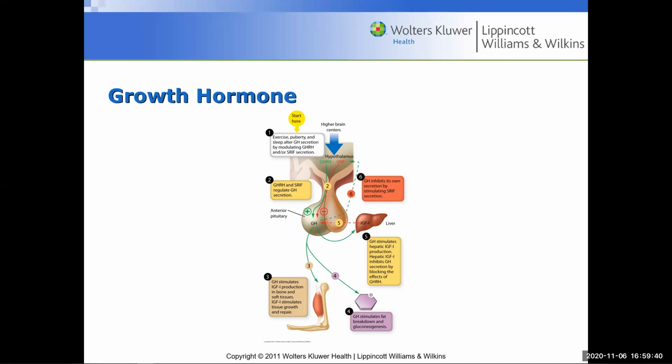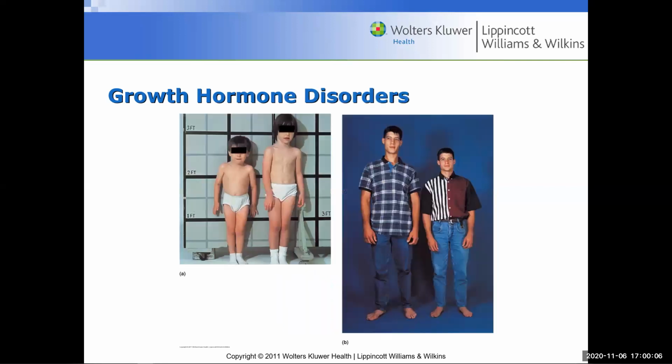So growth hormone stimulates growth. It stimulates IGF-1 production in bone, muscle, and other soft tissues, and IGF-1 stimulates cell growth and cell division in these same tissues. Growth hormone also stimulates fat breakdown and gluconeogenesis. Its metabolic effect is completely independent of IGF. That's very important to take note of.